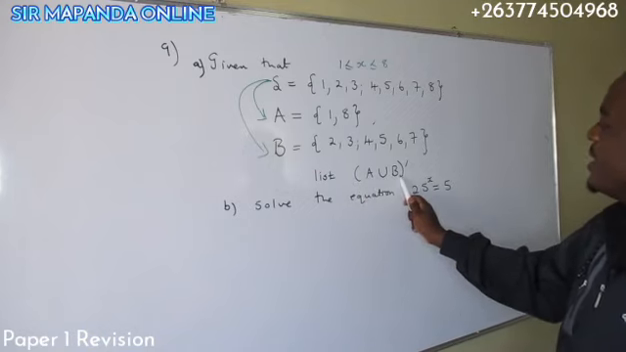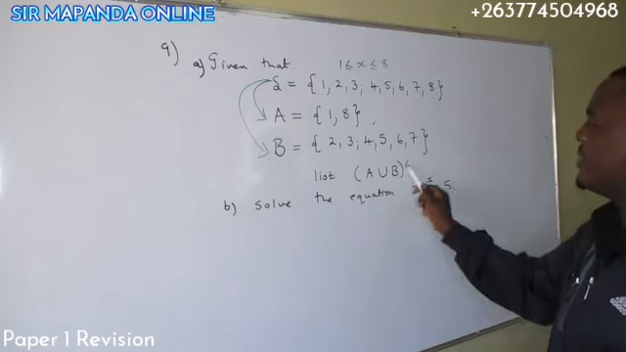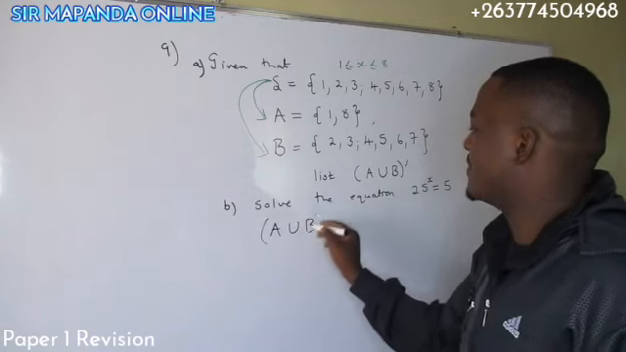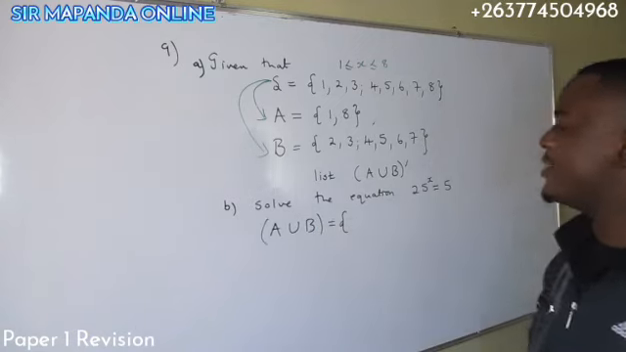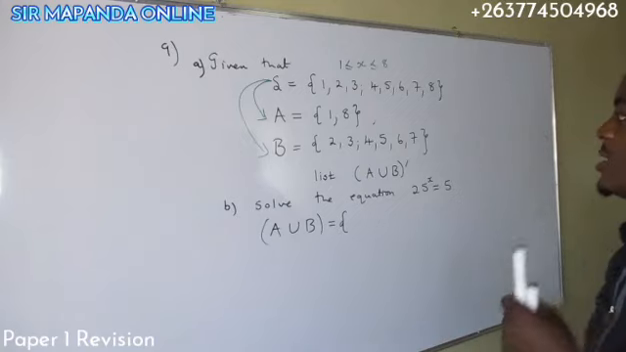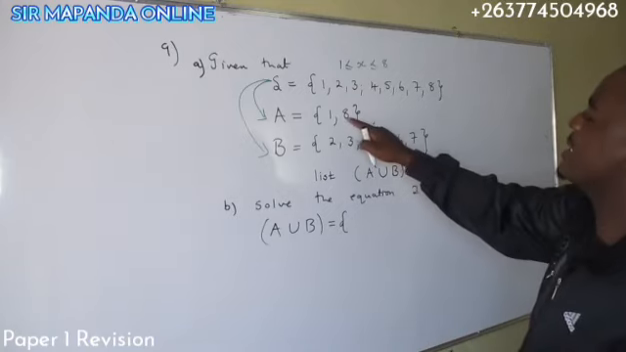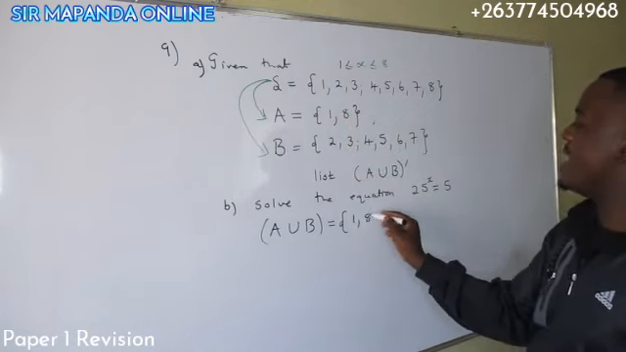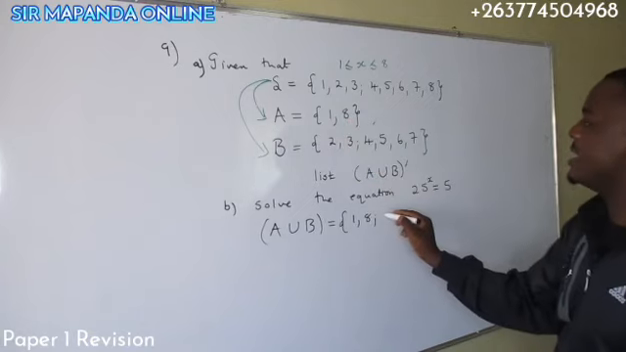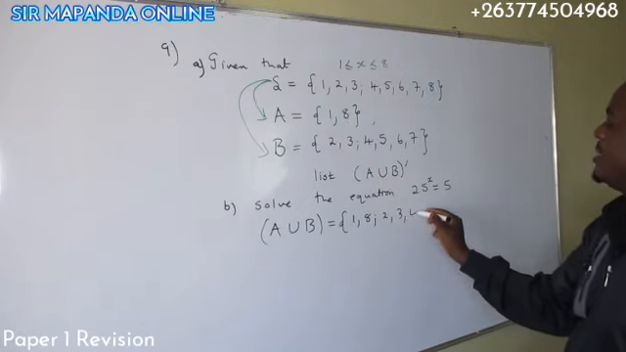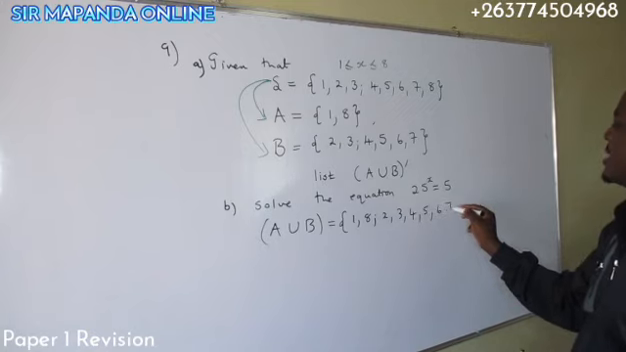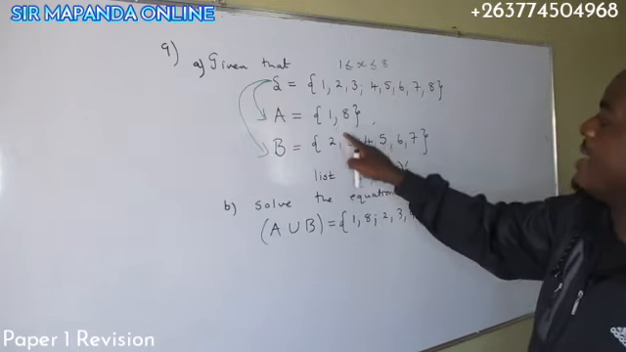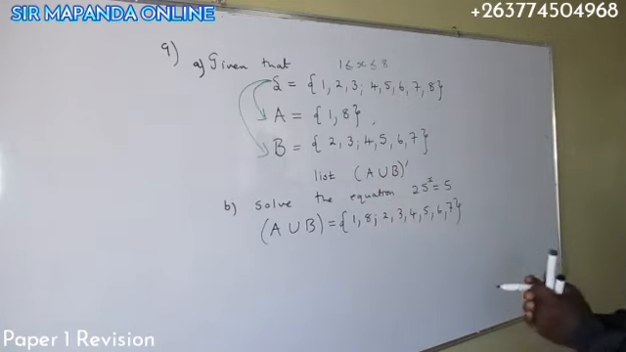List A union B complement. So to find A union B complement, you first of all find A union B first. So what is A union B? Union means join together. So I need to join the terms in A and the terms in B without repeating. So in A, we have 1 and 8. Then in B, we have 2, 3, 4, 5, 6, and 7. So these are the terms in A and B combined. I hope you are following.